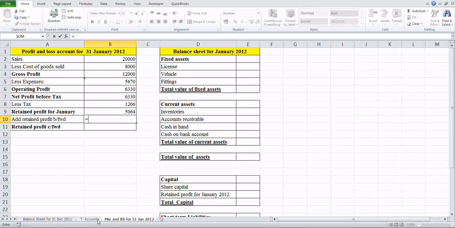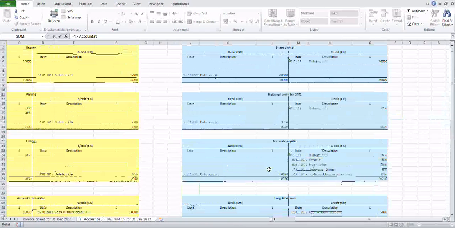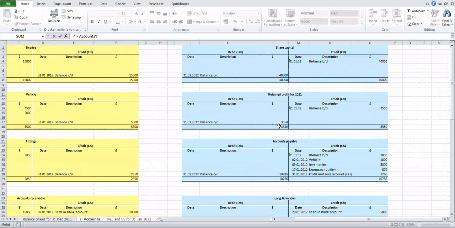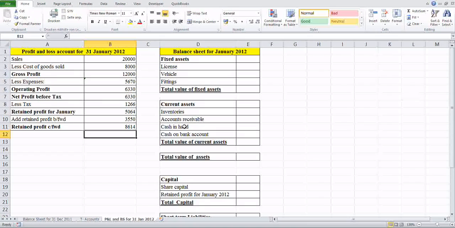I mentioned earlier that we might need this account again. Retained profit of 2011 against the balance sheet right here. Press enter. There we go. Therefore, the retained profit by the end of January plus the retained profit by the end of 2011 equals 8,614. So there you go.